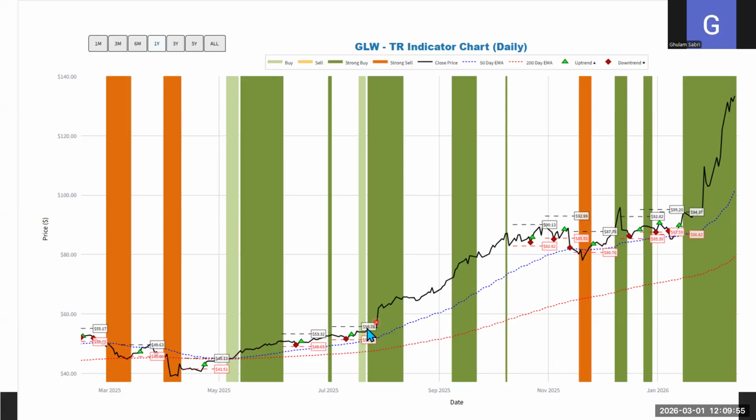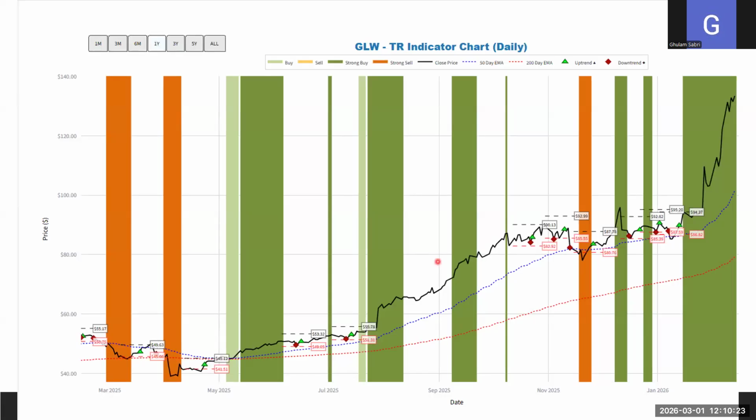We also call this green triangle a neutral buy zone. So you could find some different terminology. But to answer your question, we wait for this light green band or the strong green band to appear. So that's our own proprietary indicator. It's known as the TR indicator. TR stands for trend recognition.